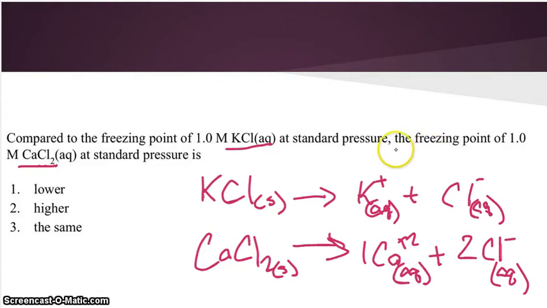So the freezing point, since we know that when we add things to our solution the freezing point is going to go down, the freezing point of calcium chloride is going to be lower than that of potassium chloride. If we were talking boiling point, then it would be higher. So the freezing point always gets lower with a higher concentration, or the more particles that are dissolved, and the boiling point always gets higher with the higher concentration, or the more particles that are dissolved.